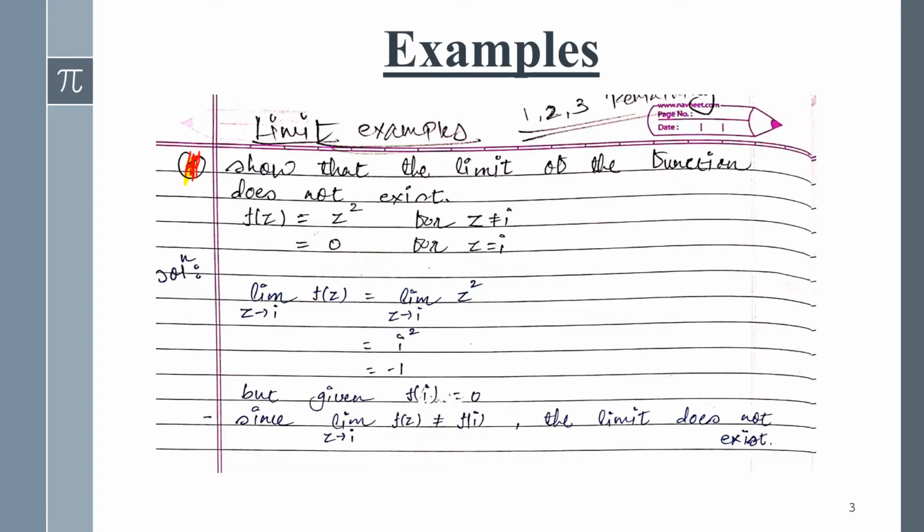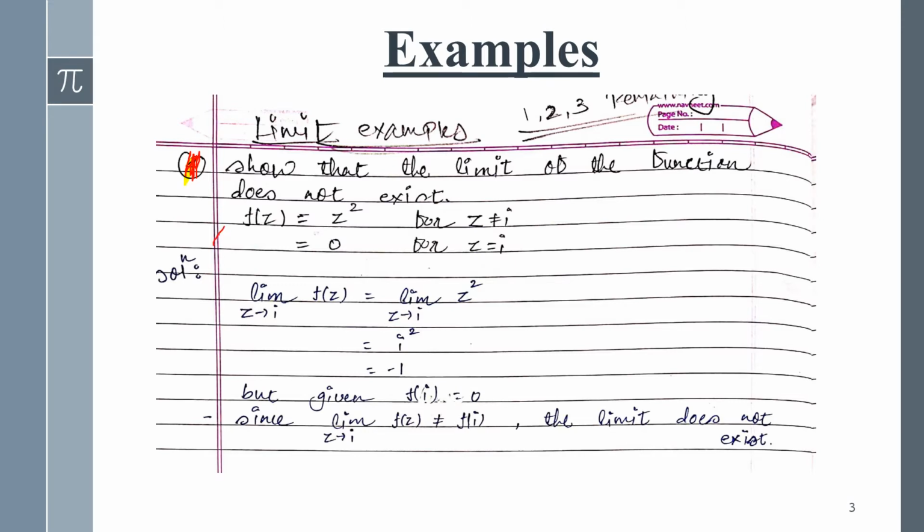Here you can see a question type of the limit examples. It will be f of z, one function will be given in the form of z square, and the second one is given as 0 for z does not equal i, and this one for z equals i. Definitely the question type of the limit examples will be in this form.